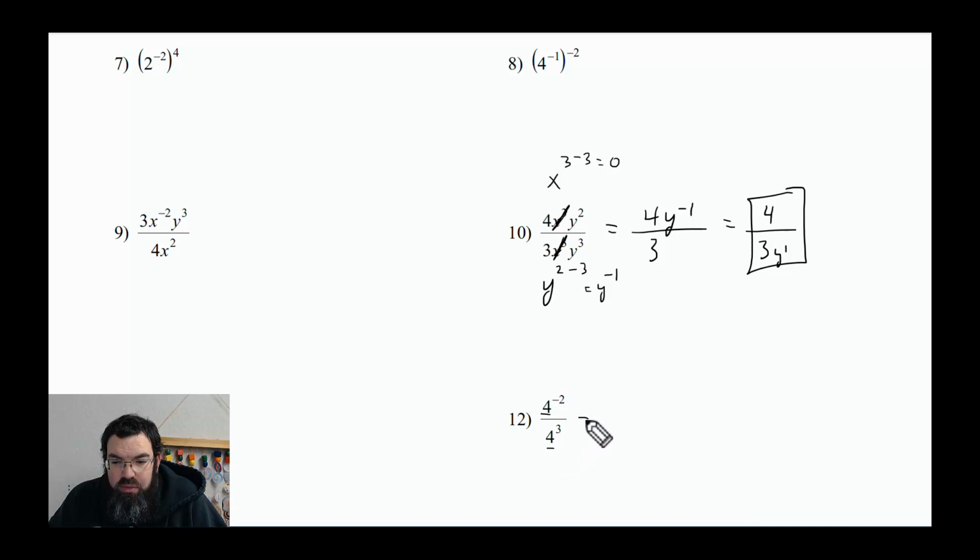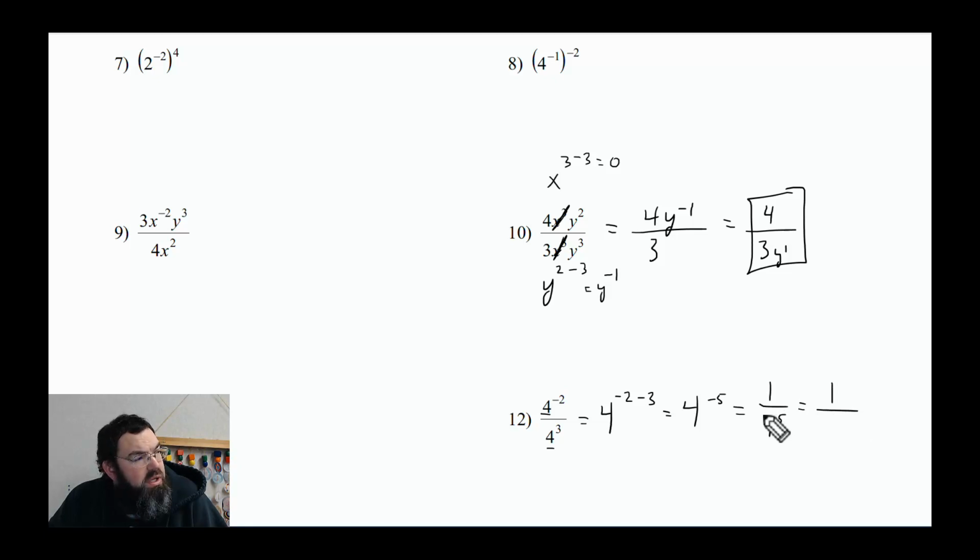The 4's are the same. So I get 4 to the -2 minus 3, which is 4 to the -5. Okay, 4 to the -5. Again, make that positive. That's 1 over 4 to the 5. And I think you can probably do 4 to the 5. What is 4 to the 5?